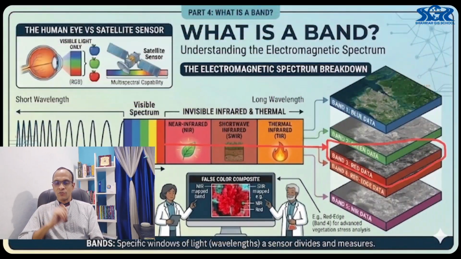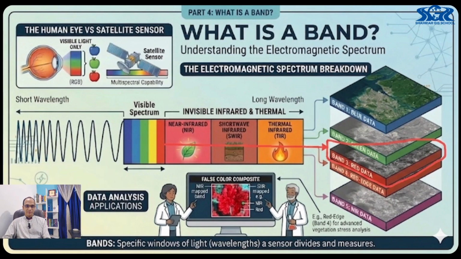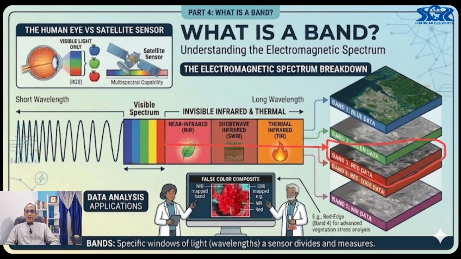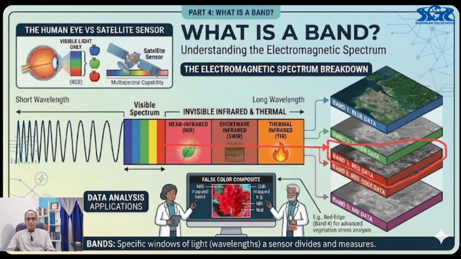Moving onward, everyone, we know that a satellite image is built from digital grids of spectral data. But what exactly are these individual layers? This brings us to part 4, what is a band? To truly understand a band, we first have to look at how we see the world compared to a satellite.